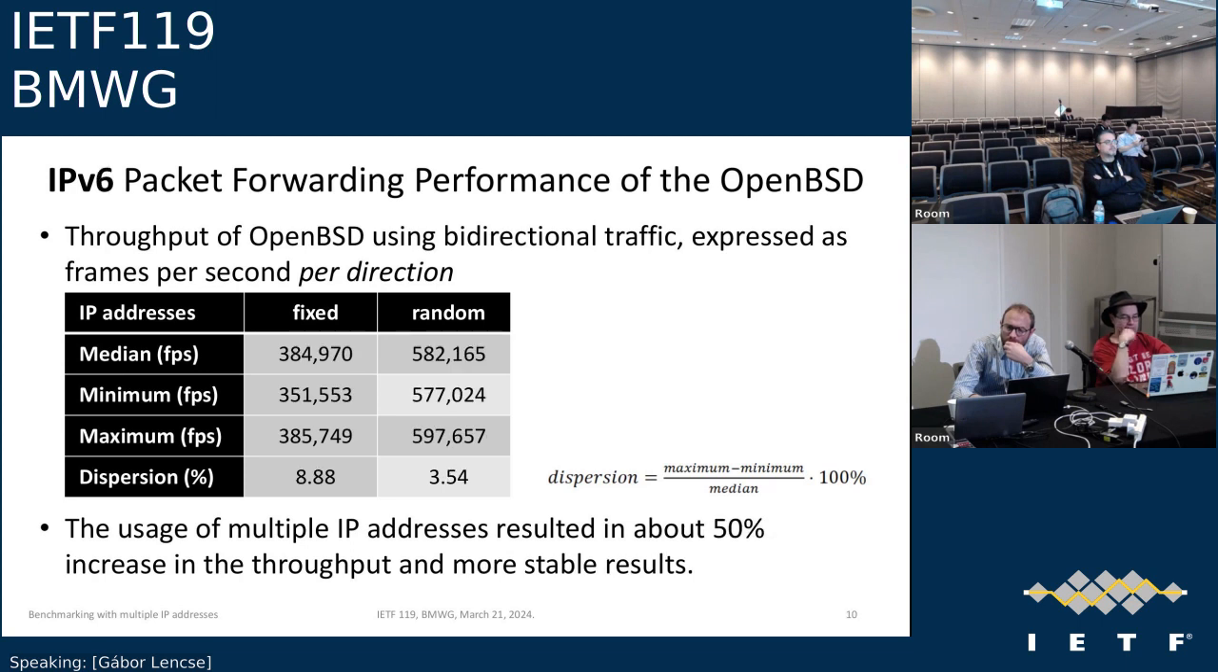Next slide, please. The same tendencies you can observe if you use IP version 6 traffic. The differences are lower, but the tendencies are the same. So using pseudorandom IP addresses, I could achieve higher results, and the results were also more stable. So this is what I wanted to say. Next slide, please.